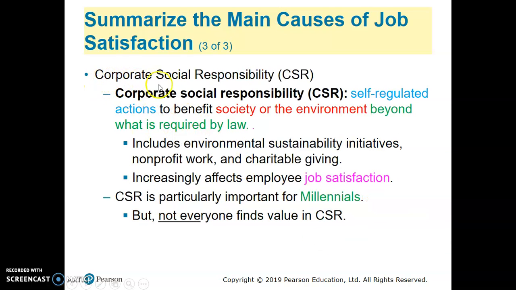Next is corporate social responsibility, or CSR. Sometimes employees feel satisfied with the job because the organization is involved in CSR, or because the job itself involves CSR, volunteering, or helping others. This is very important for certain employees. They will feel more satisfied if the organization has this, or if part of their job involves it.